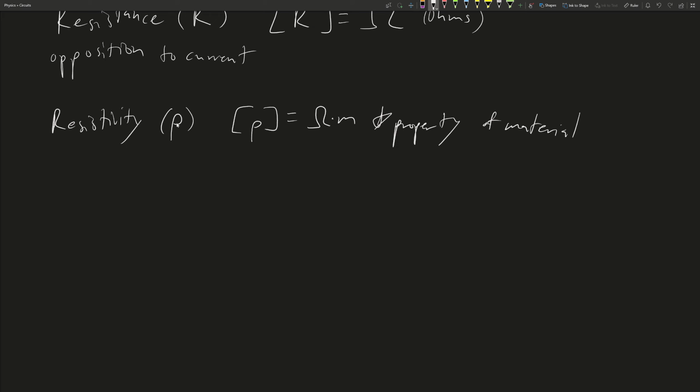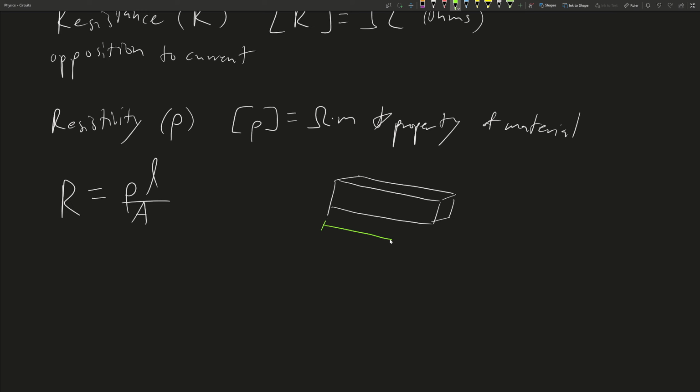Now, these are related by the equation: resistance is equal to resistivity times length divided by area, where length here, if you have this block of some material, is the length of it like this. So length is going to be parallel to the direction of current.